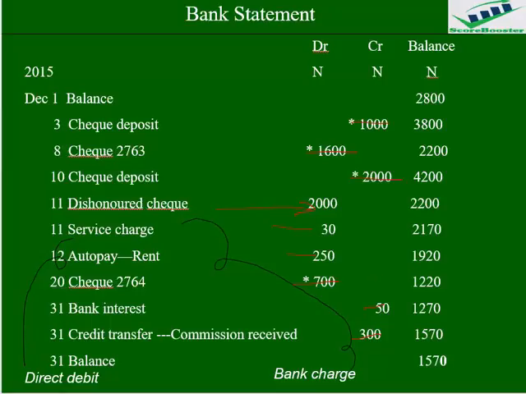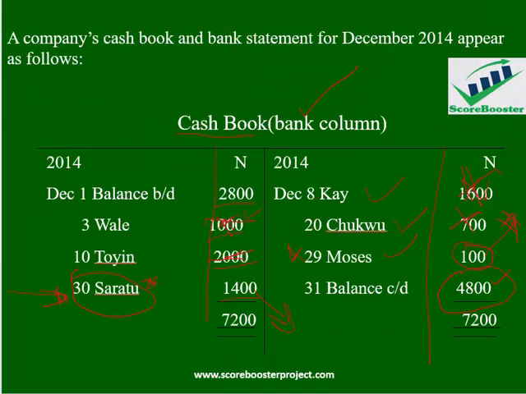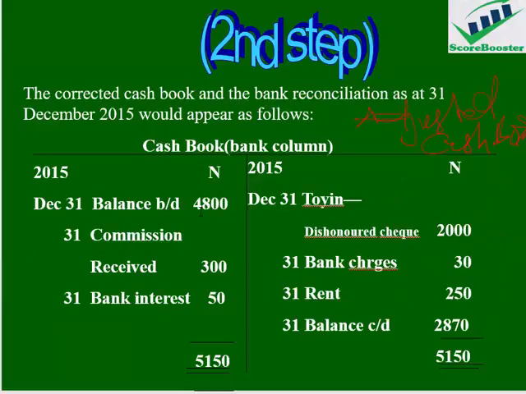Let's take the second step: draw up a new cash book. We call it the adjusted cash book. Now, adjusted cash book, how do I do it? I will take the balance. Look at the balance I have in my cash book from the beginning here, I have 48,000. So if I'm to adjust my cash book, I will start from the balance given to me by the examiner, 4,800. Sorry, that is on the debit side.